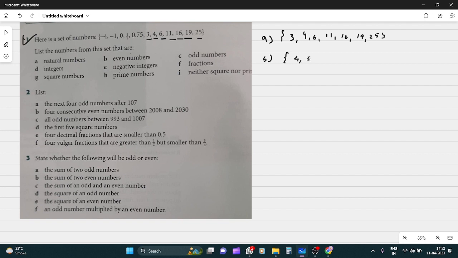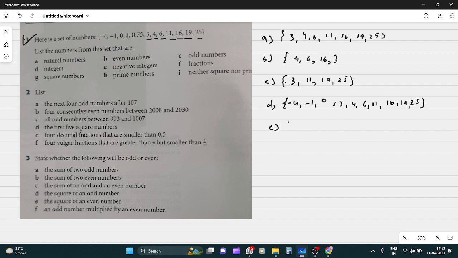Even numbers are 4, 6, 16 are the even numbers. Okay. Now see, what are the odd numbers? Odd numbers are 3, 11, 19 and 25. Fine. Then what are the integers? Integers are minus 4, minus 1, 0. And then again 3, 4, 6, 11, 16, 19 and 25.